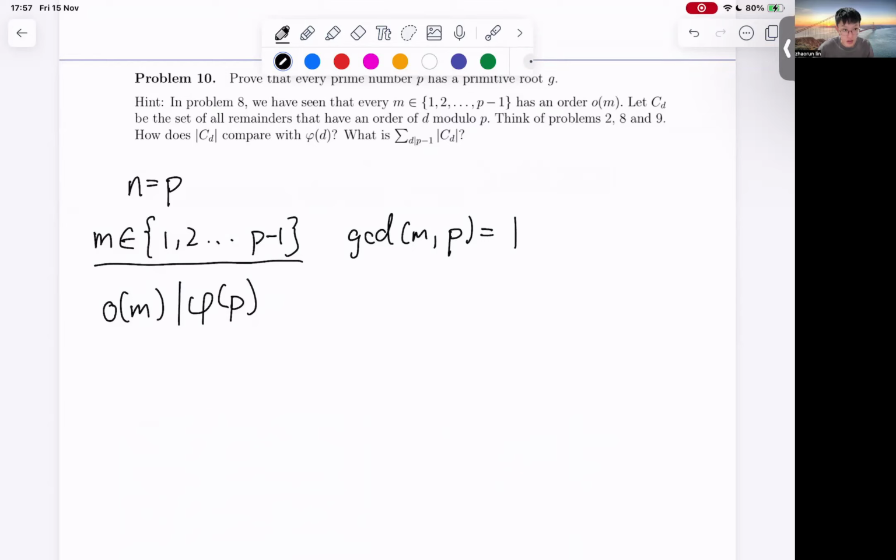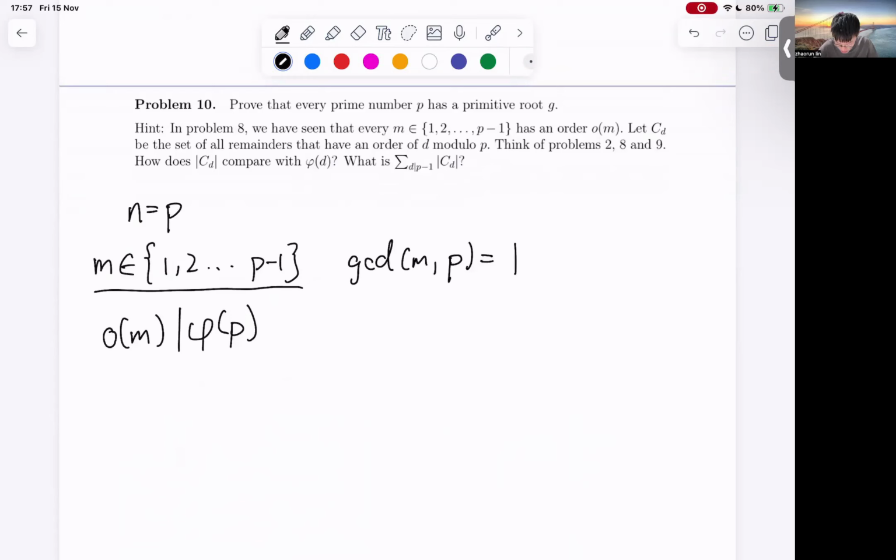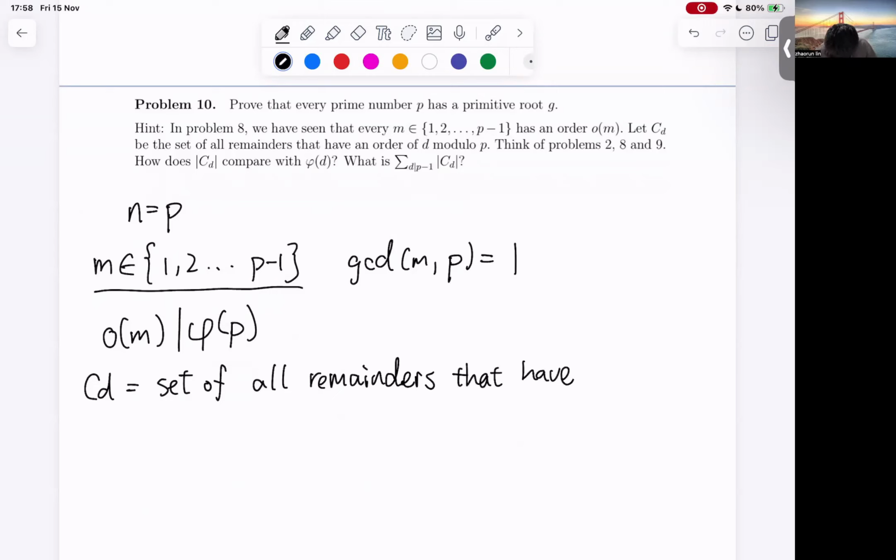Now we have this, and we have a hint here. Let's denote C_d to be the set of all remainders that have an order of d modulo p.